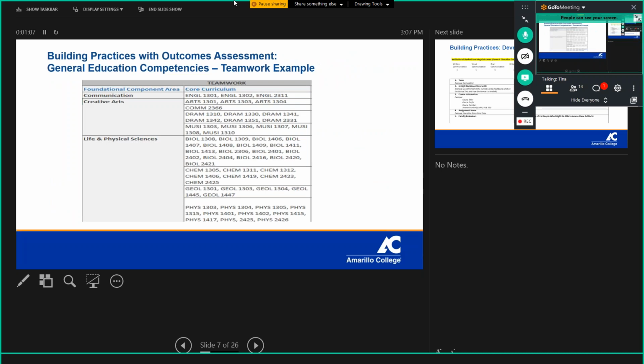Here are component areas in Amarillo College's core curriculum. We need to assess teamwork for these areas: communication, creative arts, life and physical sciences. So we know exactly what courses we need to assess over the 10-year period that we collect these artifacts and assessment to be able to report that out to the coordinating board and to SACS as well every 10 years on general education assessment. So we get to see a view of what are all the courses that we need to assess over time should these courses remain in our core curriculum.